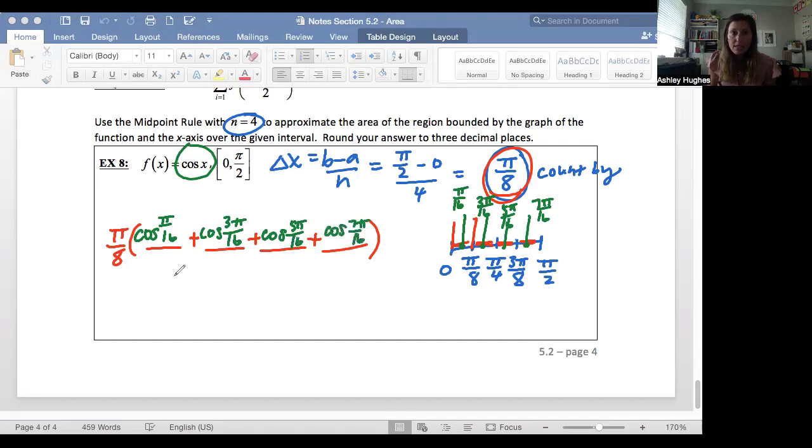We evaluate them, and when we do that, we get 1.006. That's an approximation of the area under cosine from 0 to pi over 2 using the midpoint rule. So instead of using the left endpoint or the right endpoint, you use the one in the middle.